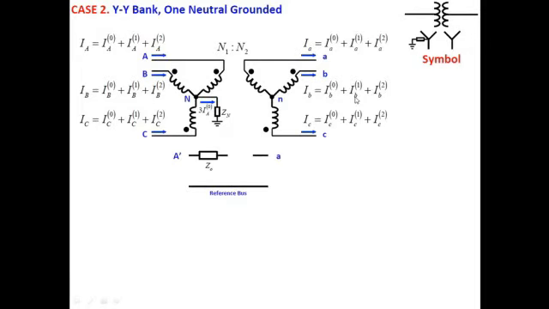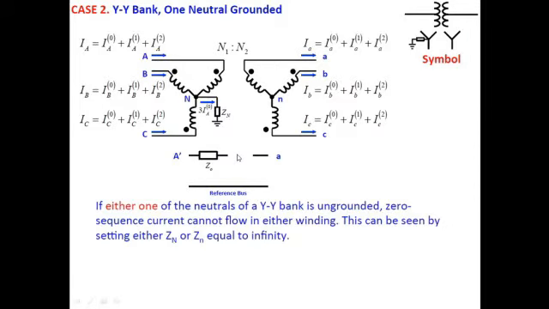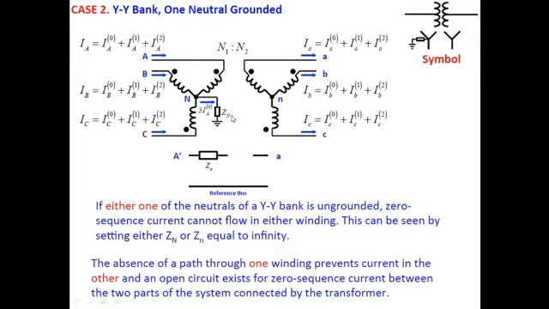And if we want to look at the equivalent circuit or representation, in that case we will have an open circuit. Open circuit, because if either neutral is ungrounded, if the primary neutral is ungrounded or if the secondary side neutral is ungrounded, the zero sequence current cannot flow, and the Zin will be equal to infinity. There will be no path, an absence of path for the zero sequence current to flow between the two parts. So we will represent this through an open circuit.